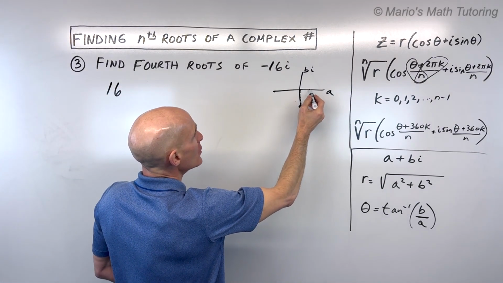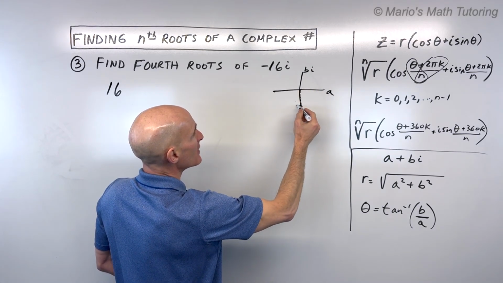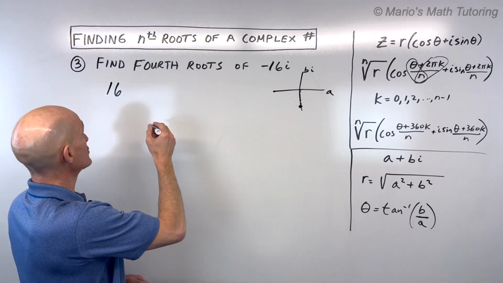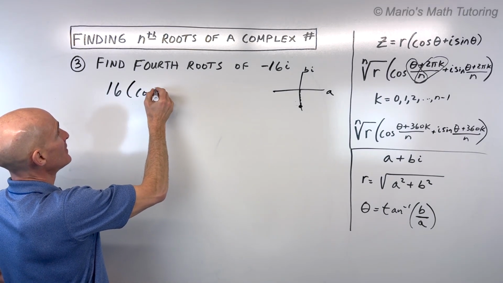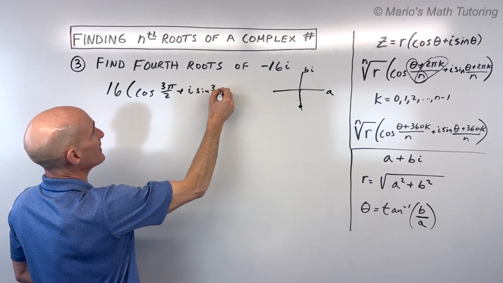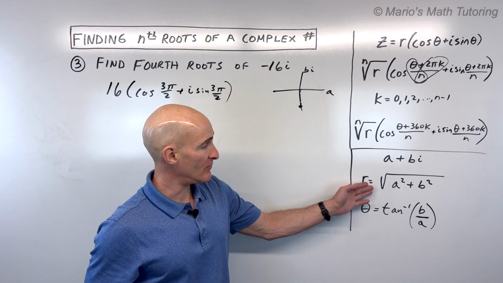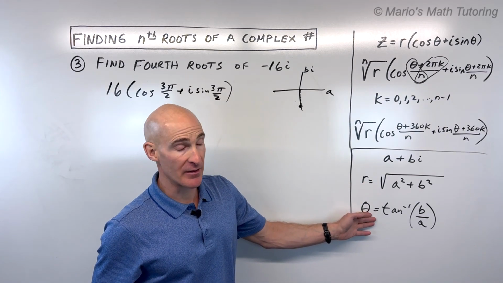And we know that our angle here is either negative pi over 2, or we go this way, make it a positive angle, 3 pi over 2. So let's just write this as 16 cosine 3 pi over 2 plus i sine 3 pi over 2. So we didn't have to do a lot of calculations using this r formula and this theta formula.